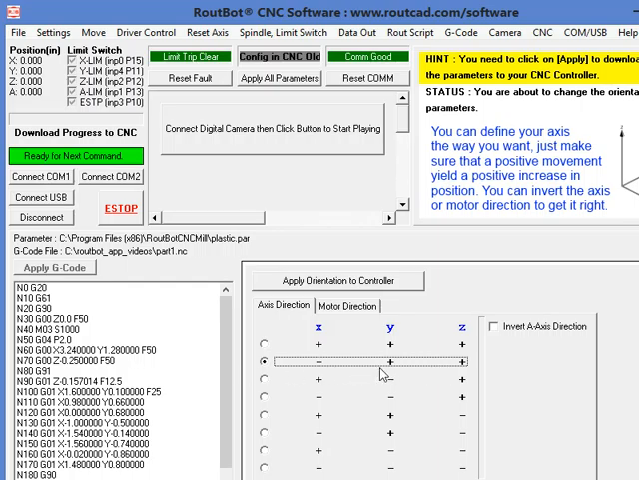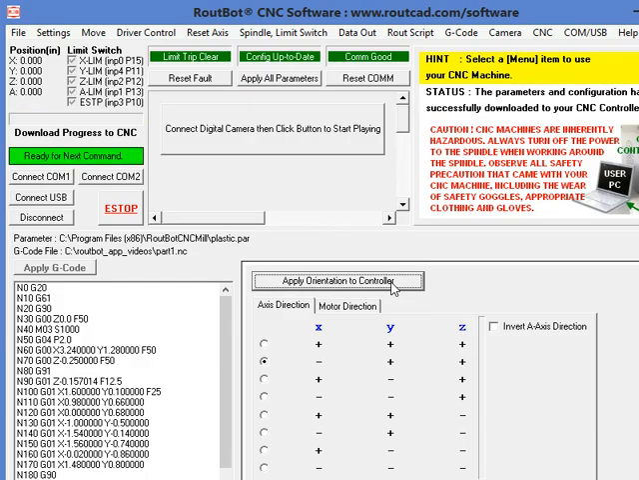Then when you find out that all of that is okay, you apply the orientation to the controller, and now your CNC will be moving in the direction you desired, because you decide how you want the x-axis, the y, and the z to move, and also a positive motion in x, y, and z will result in a positive increase in position in x, y, and z.